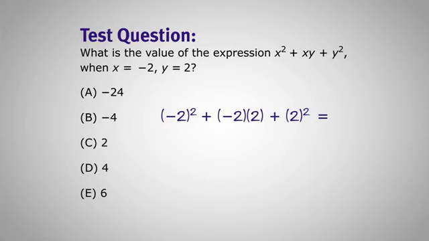In this example, because one of the values given is a negative number, you're going to want to be careful to make sure that you always write down the negative and that you evaluate accurately. So starting off with our exponents, our first term, negative 2 squared, will equal 4. Remember that when you square a negative number, the result is going to be positive because those two negative signs are going to cancel out. The next term, negative 2 times 2, simplifies to negative 4. And our last term, 2 squared, simplifies to 4. Add all three of those terms up, 4 minus 4 plus 4, and we get a value of 4, which matches up with answer choice D.